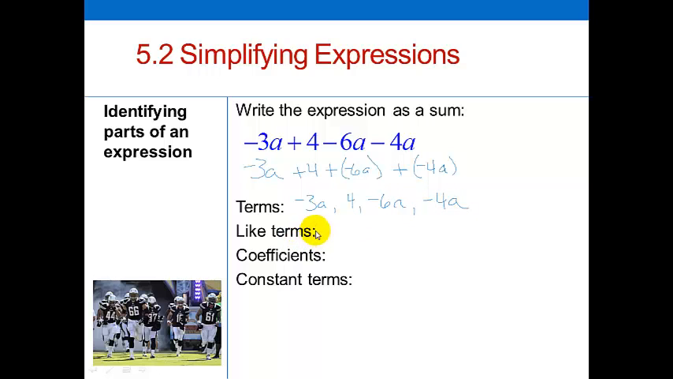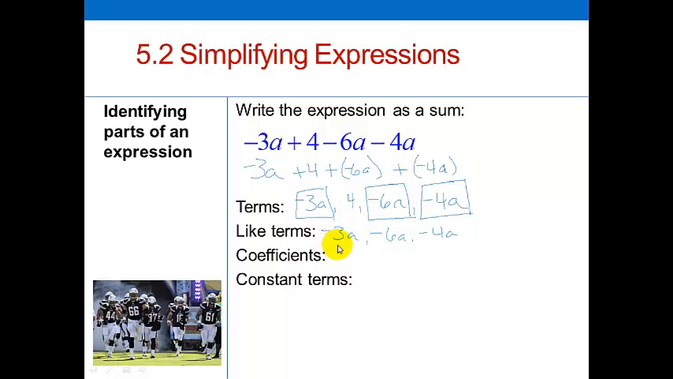Our like terms, the ones that have the same outfit, I'm going to go ahead and put squares around those. So I have a negative 3a, negative 6a, and a negative 4a. These are our like terms. If I had another constant out here, I could say that those two were like terms, but there's nothing else. The 4 would be by itself.